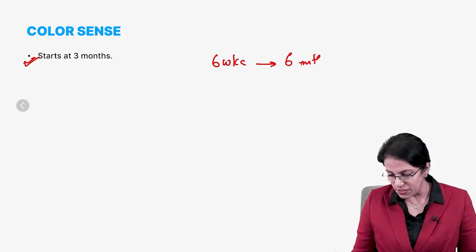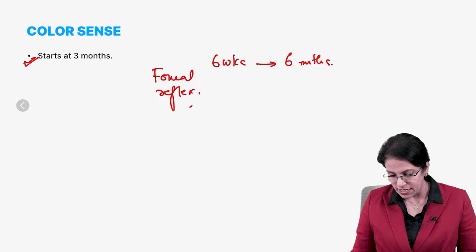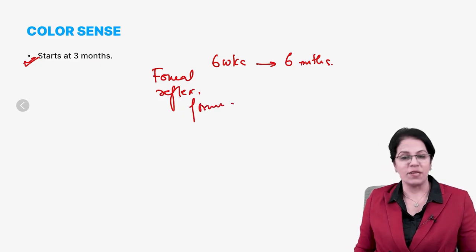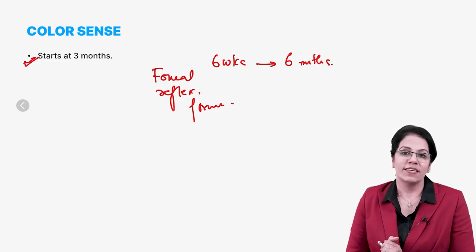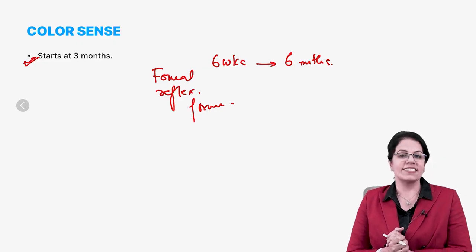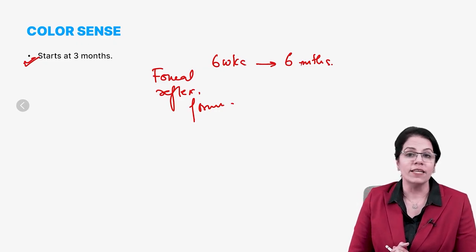So this is the reason, because the foveal reflex formation, or you call it macula maturation, is going to take place in this time period. And at that time, around 3 months, the color perception or sense is starting. First important point, right? Okay.